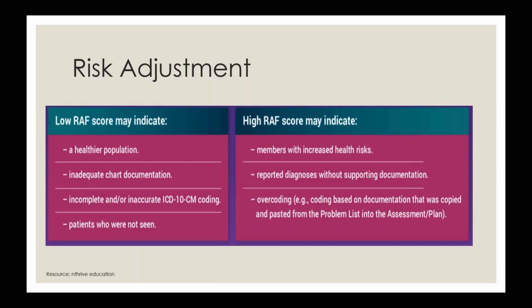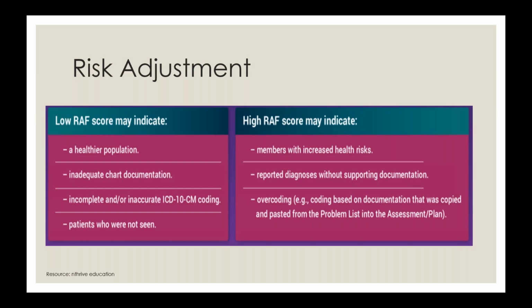And so here is, again, that risk adjustment. If you have a low risk adjustment score, that may indicate a healthier population, inadequate chart documentation, incomplete or inaccurate ICD-10 coding, or patients who are not seen. Because when you have that lower score, it looks like, oh, well, these patients are not very sick, so that's not going to take many resources to take care of them each year.